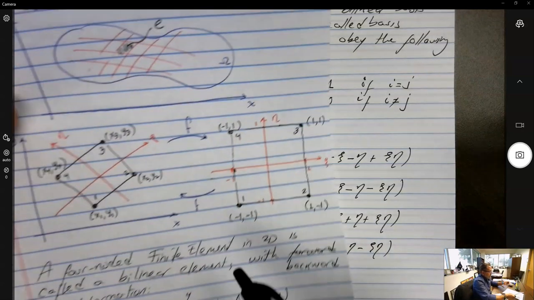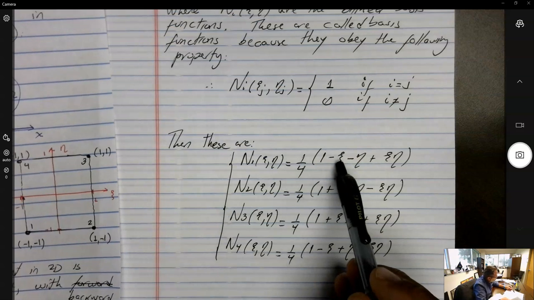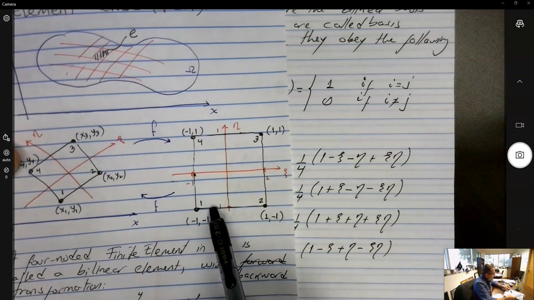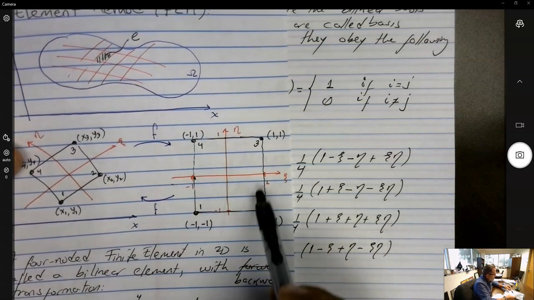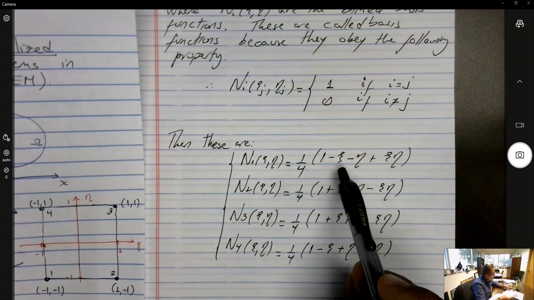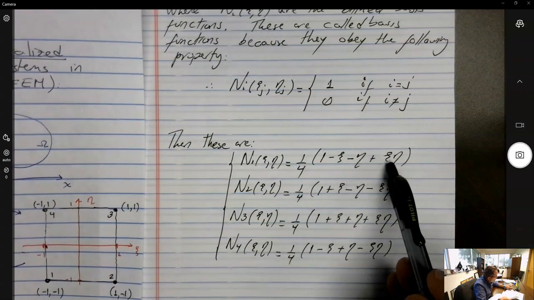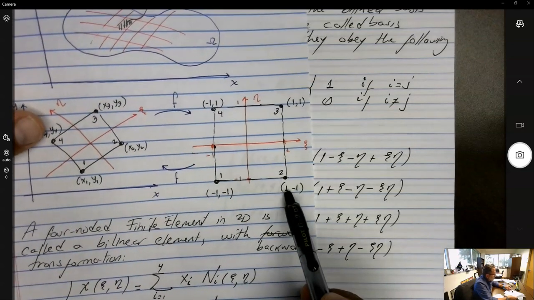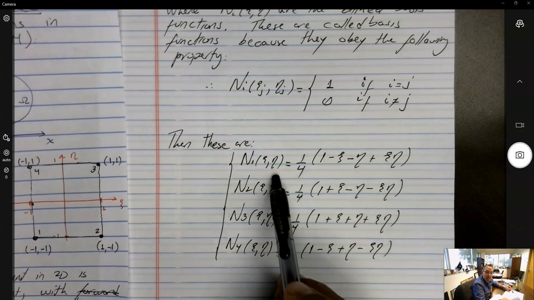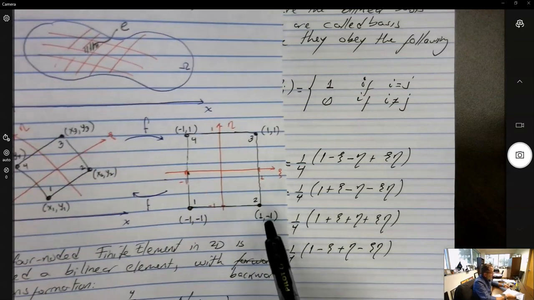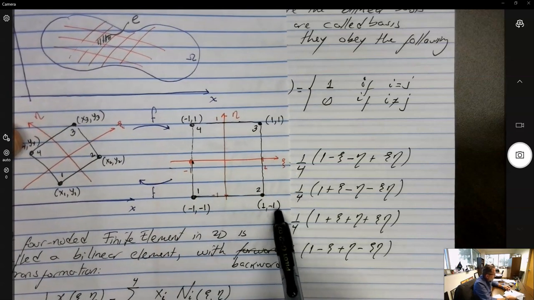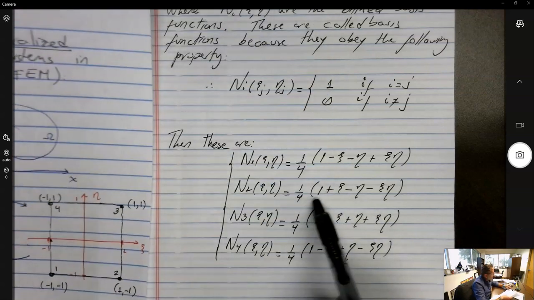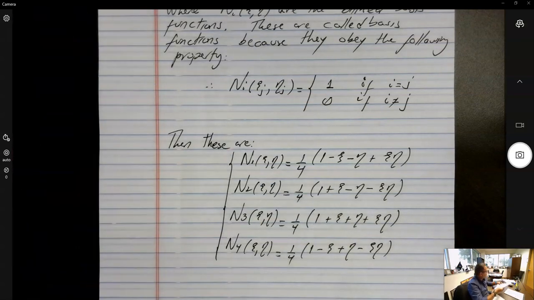Okay, so notice that if I evaluate, for example, N1 at node number 1, which is -1, -1, if I plug psi equal -1 and eta equal -1, it will go to 1. But if I plug in the coordinates of any of the other 3 nodes, like 1, 1, for example, I'll get 0. If I plug in -1 and 1 for psi and eta, I'll get 0. If I plug in 1 and -1 for psi and eta, I'll get 0. And same thing goes for the second basis function. If I plug in the coordinates of node number 2, 1 and -1, I'll get 1. But if I plug in the coordinates of any of the other 3 nodes, I'll get 0. And that's why they're called basis functions.